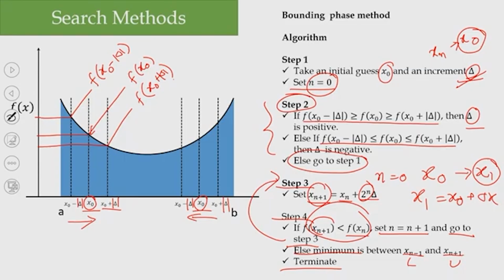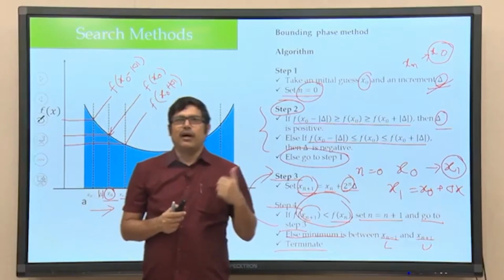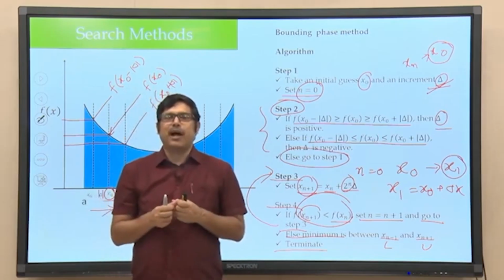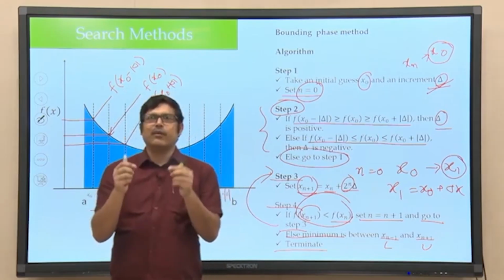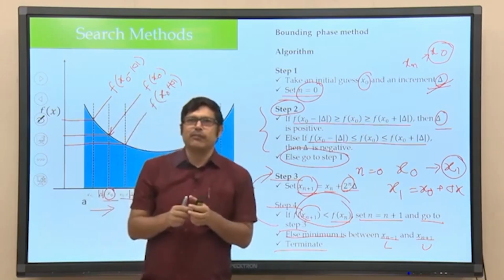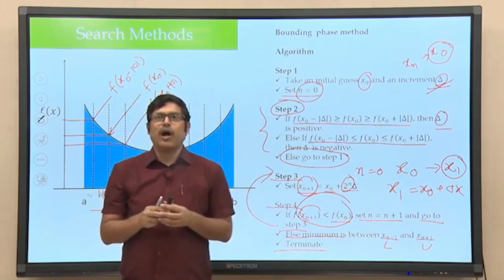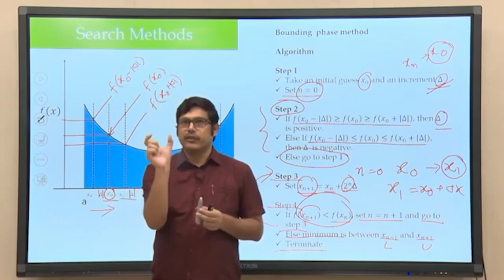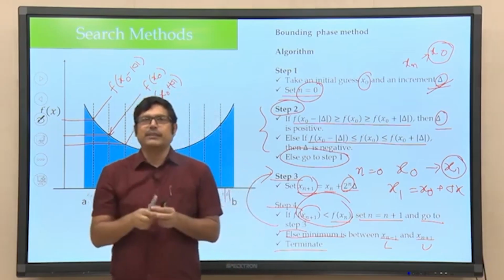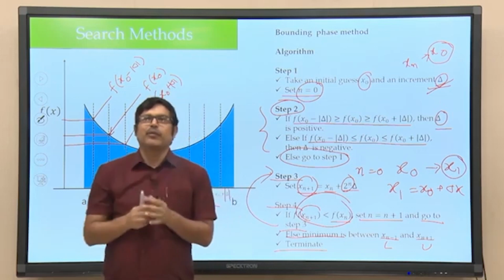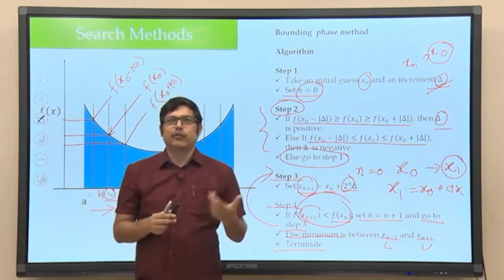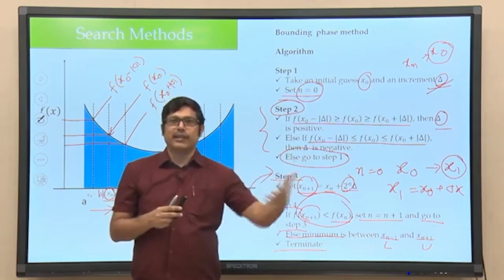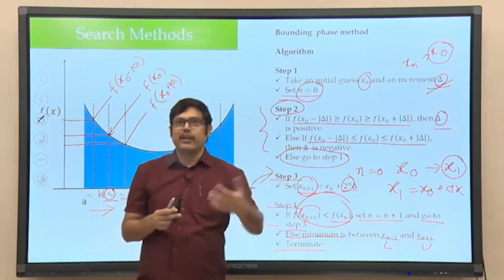The basic idea of these two algorithms is to bracket the optima. That means I do not want to find the exact optimal solution of this particular problem. What I want to do is bracket the optima, that is, find the narrowed region between the lower bound and upper bound, so that I can apply a sophisticated algorithm, which we will discuss later on.